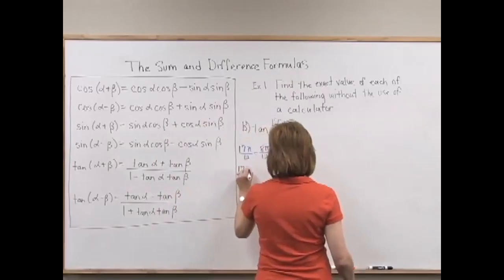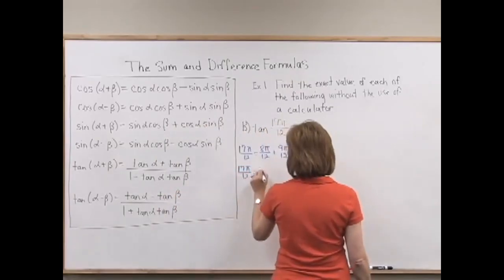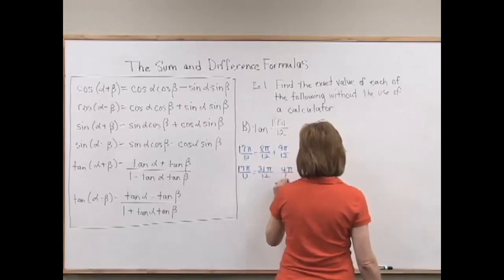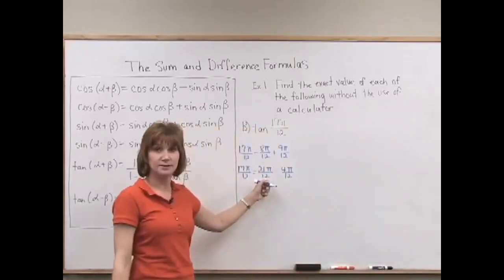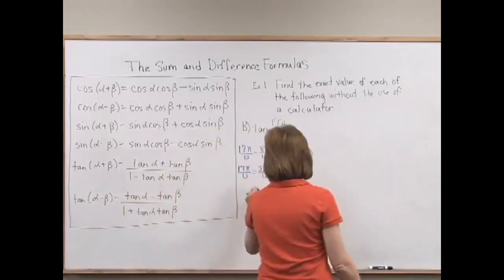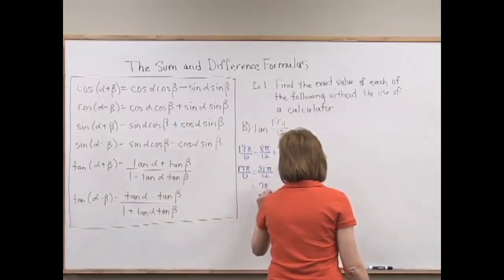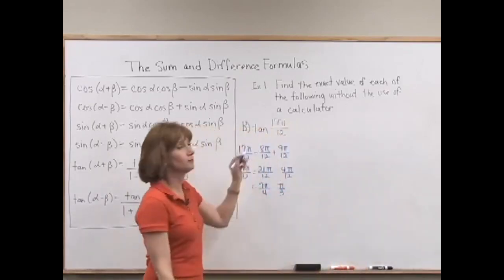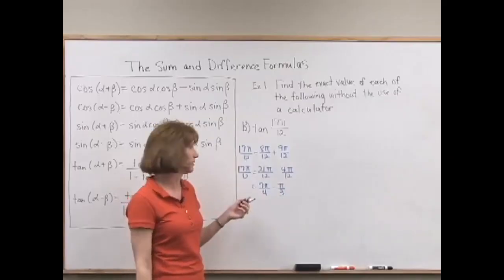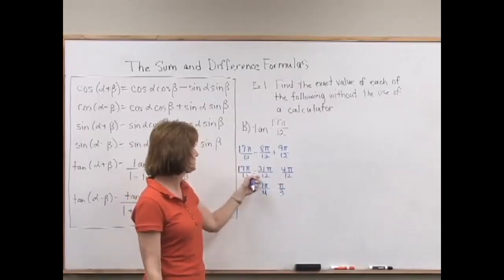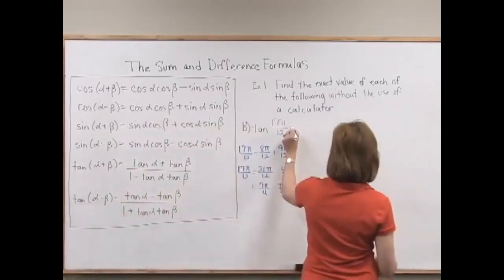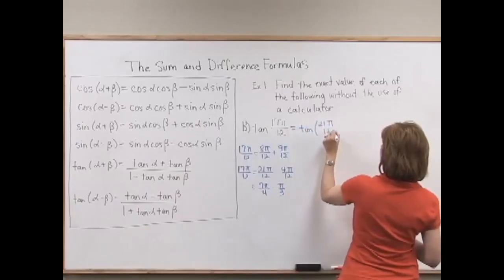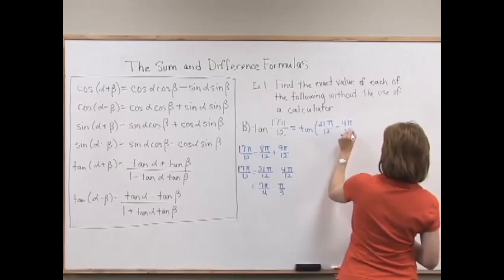But there are lots of other ways. You could write it as 21 pi over 12 minus 4 pi over 12. If I reduce each of these, that would be 7 pi over 4 minus pi over 3. So the way you rewrite it is not unique. Oftentimes there's more than one way. Let's go ahead and use this way. So we're going to rewrite this as the tangent of 21 pi over 12 minus 4 pi over 12.